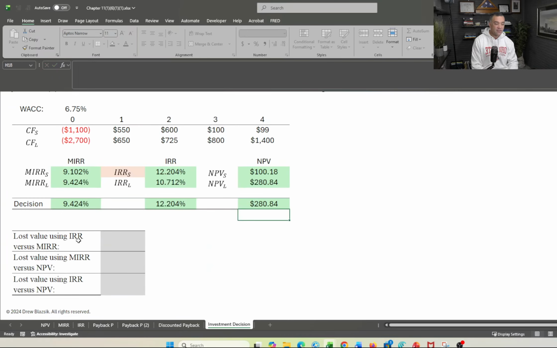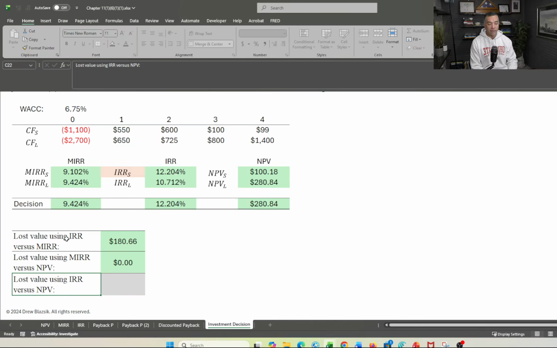So what does it say? Loss value. If we use IRR, what is the loss value? That we would lose money. That would be the wrong decision. If we choose IRR, we would lose, and I'm just going to show the difference between the two. That's all it means. What about if we chose the MIRR? Will we have a loss value? If we chose the MIRR, that would give us the highest net present value. Therefore, the loss value is 0. And then if we chose the IRR, that would give us the wrong one.